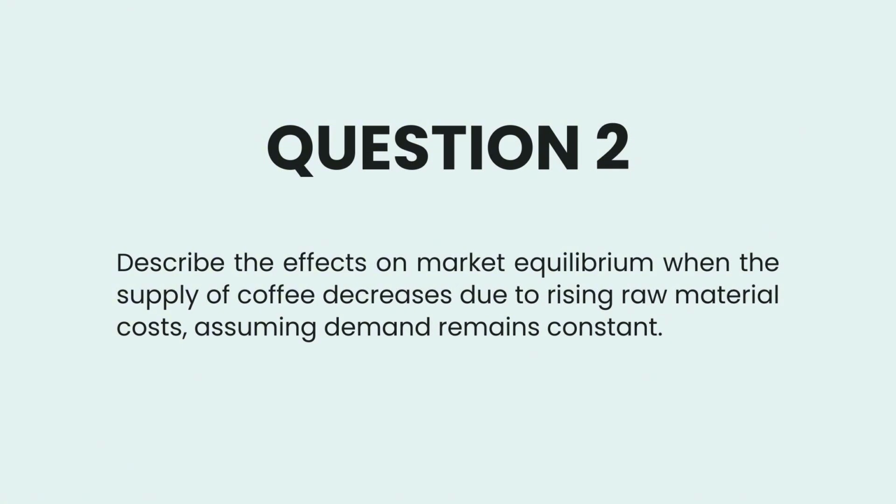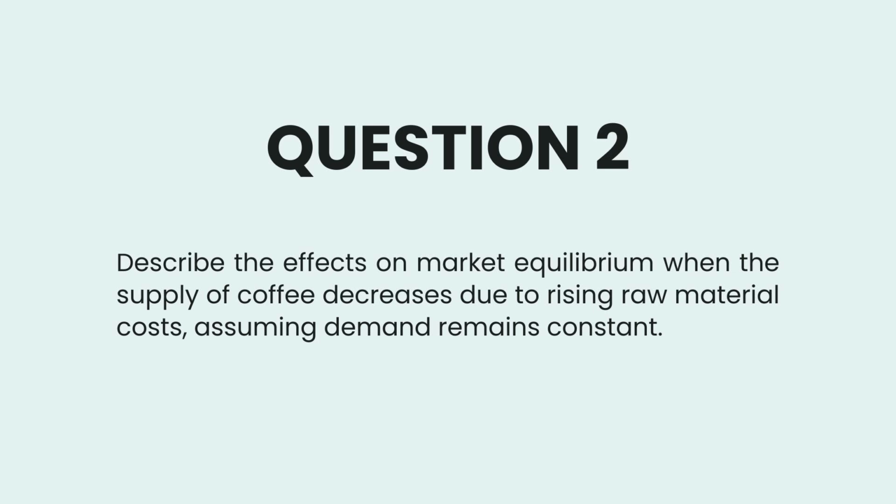So question 2, describe the effect on market equilibrium when the supply of coffee decreases due to rising raw material costs, assuming demand remains constant. So for this question, we're looking at what happens when the supply of coffee goes down, mainly because raw material price like coffee beans have shot up.